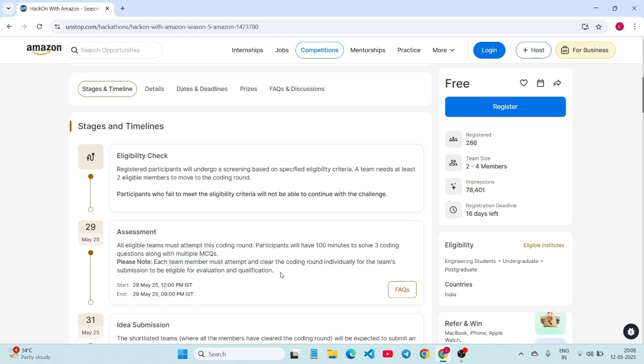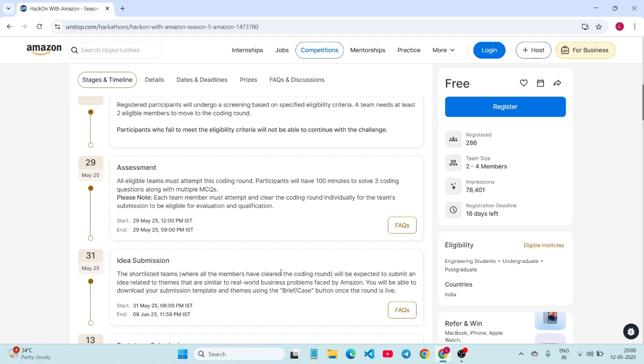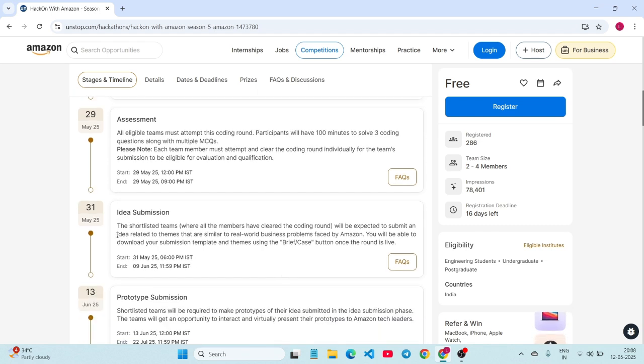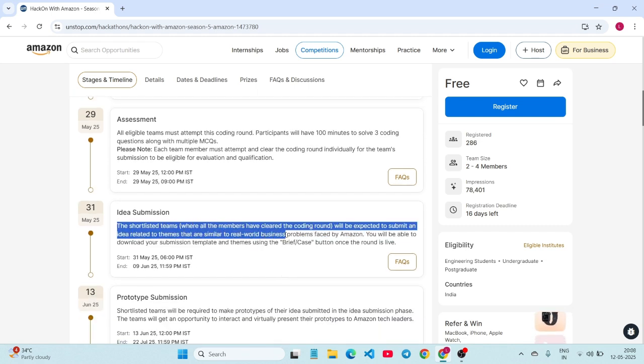They will evaluate your score, every team member's score along with the team leader's. The total team score and everything will be evaluated, and then you will qualify for the next round. The next round is the idea submission, for all the shortlisted teams where all the members have cleared the coding round.